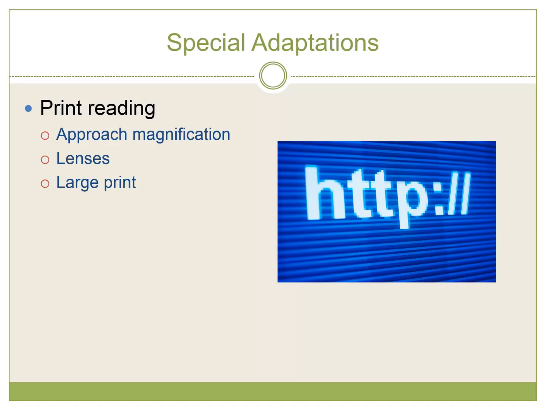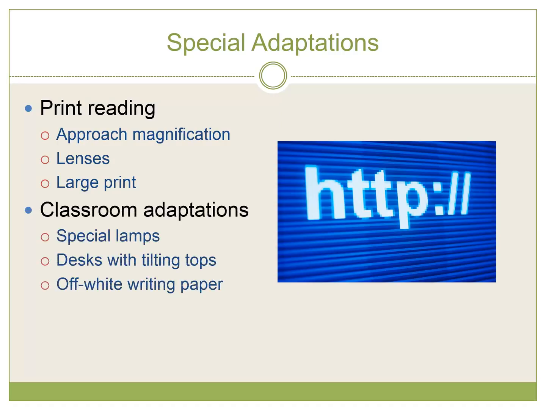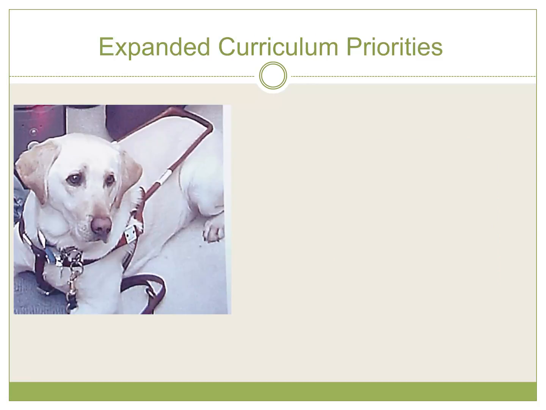There are some low-tech adaptations also, like perhaps we do enlarged print. Maybe we need a magnifier, a small magnifier over the top of your print materials. Perhaps we need a special lamp, different kind of lighting, off-white paper even. Some people get a glare from the paper, so a tan paper or a light blue paper would be a very good accommodation. Perhaps tilting the tabletop so that the light is not glaring might be beneficial.